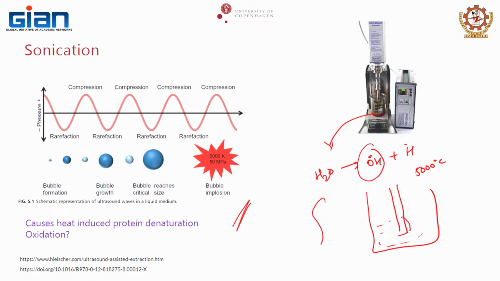5000 degrees Celsius is too high in reality, but it cannot break the covalent bond in principle. Even at 5000 degrees Celsius, you can't break some of the covalent bonds, but the pressure, I think it goes to 50 megapascal. Now you have a high pressure and high temperature together, and then there is a chance that you can have a homolytic cleavage of water molecule.